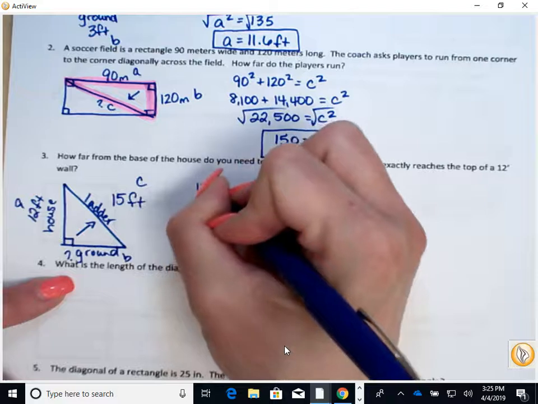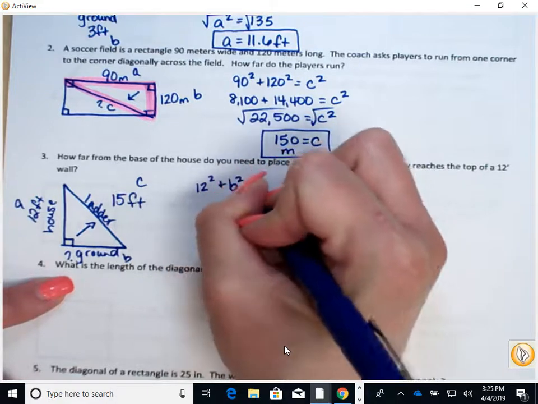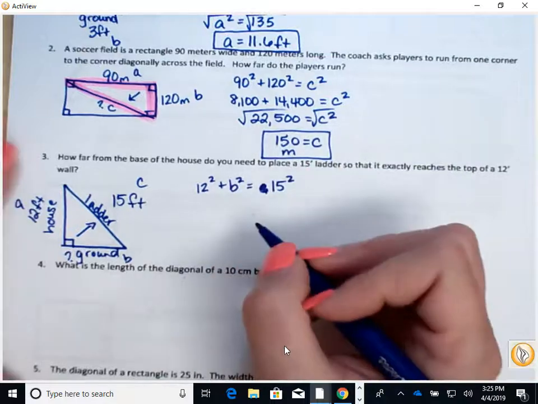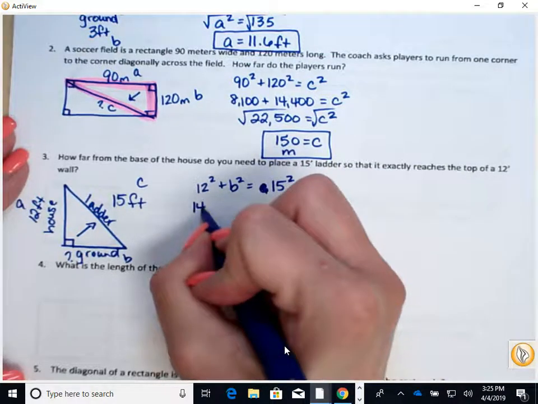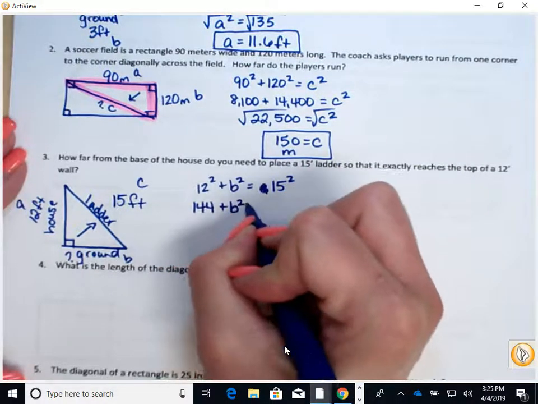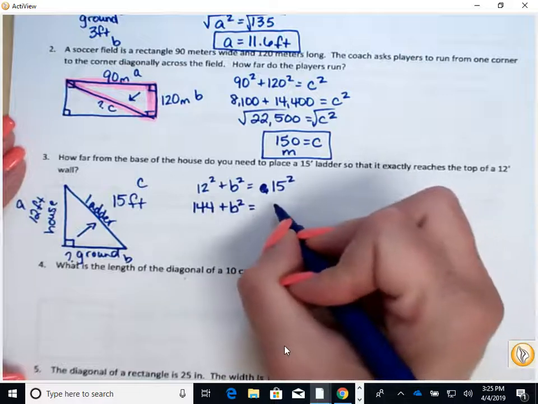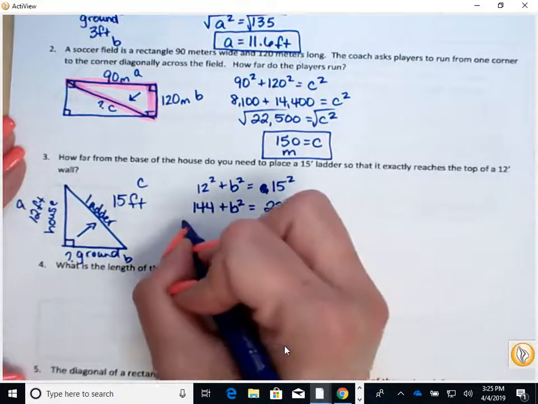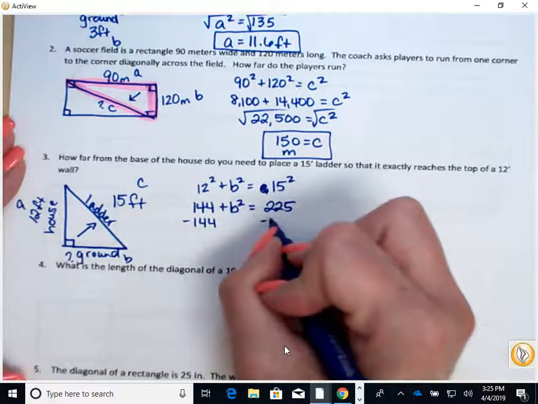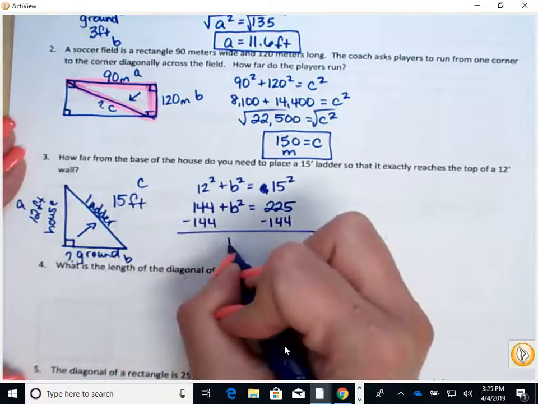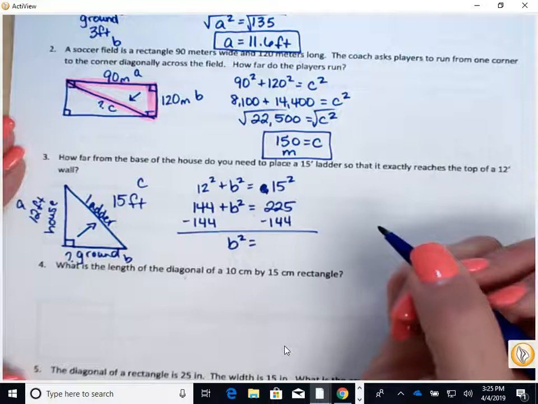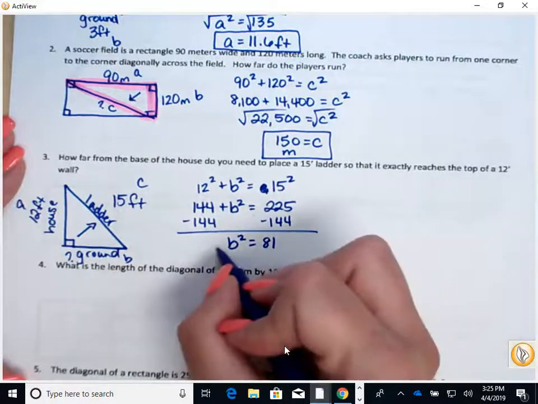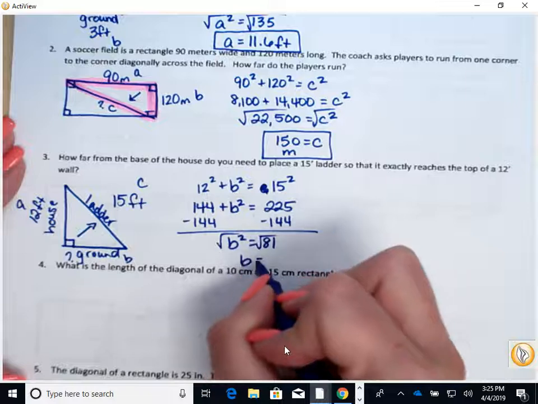So we've got 12 squared plus B squared equals 15 squared. So 12 squared gives me 144. Don't know my B, so bring down the B squared. 15 squared gives me 225. And then we got to work towards getting those B's by themselves. So minus 144. So we get B squared equals 81. Take the square root of both sides, and we get B equals 9.